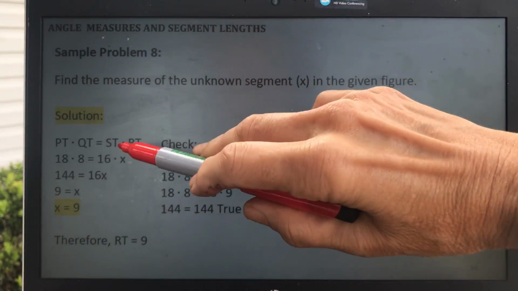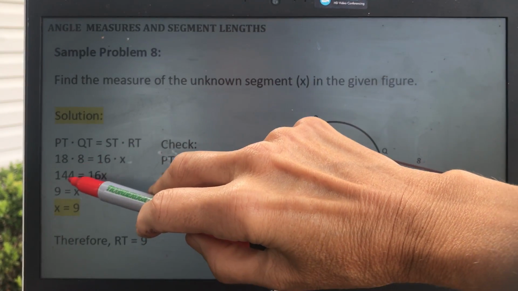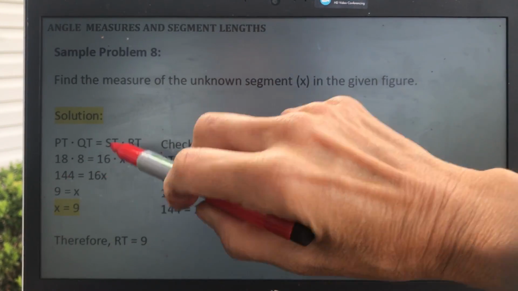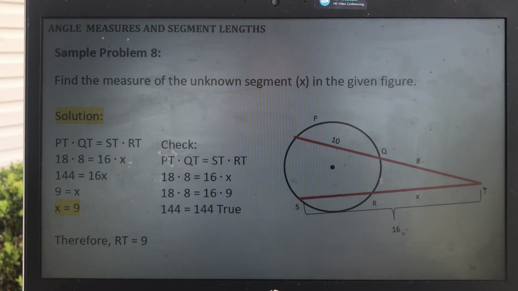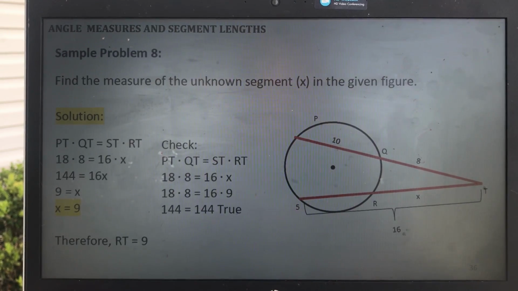So then we just plug in our values. 18 times 8, that's 144, equals 16 times x. Okay, so then our equation is reduced to 144 equals 16 times x. We want to find the value of x, not 16 x's. So we simply use our division property and we divide by 16 on both sides, and then our value for x is going to be equal to 9.